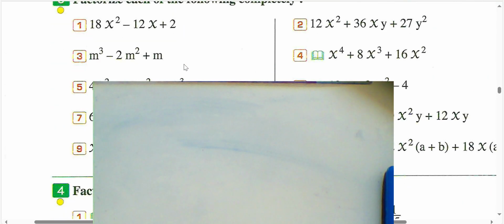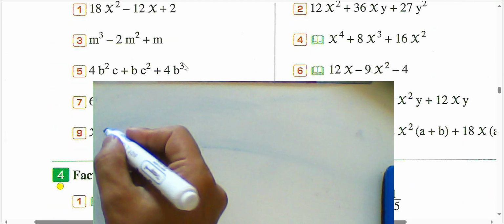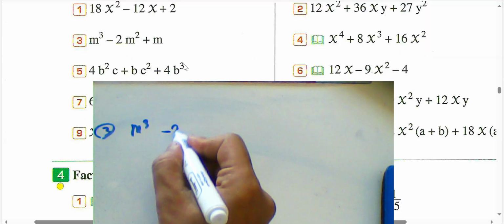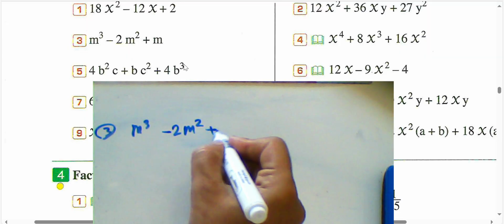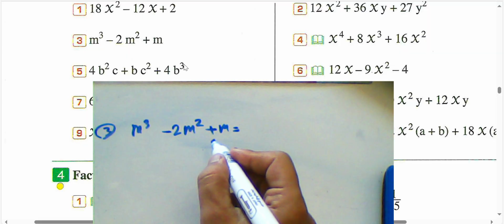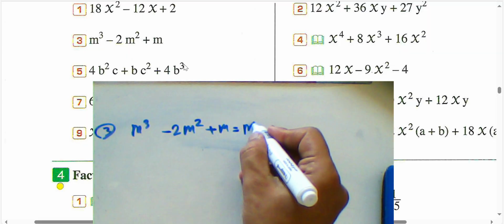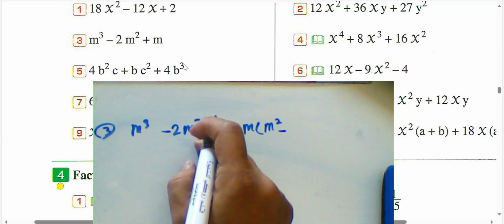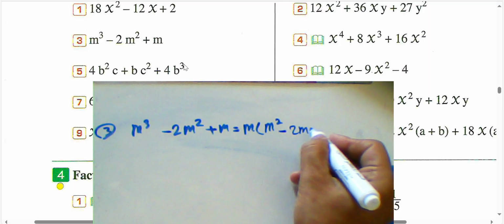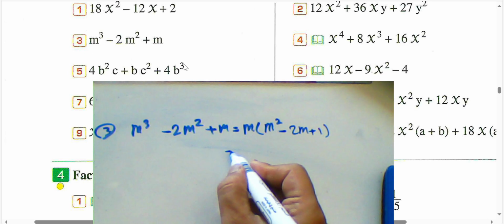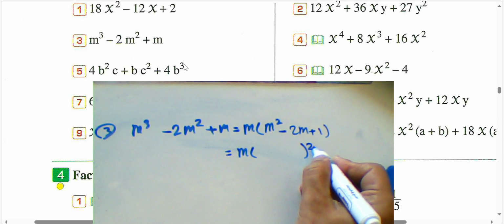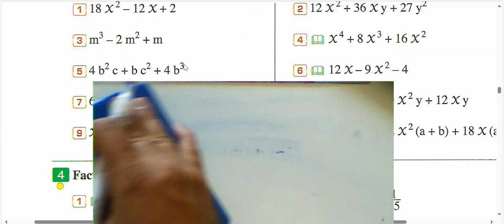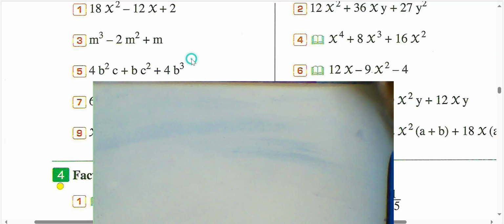Factorize each of the following completely. Question number 3: m³ − 2m² + m. We can take out the highest common factor between the 3 terms, which is m. m³ divided by m is m², 2m² divided by m is 2m, and m divided by m equals 1. Then we write m outside, the square root of the first and the third and the sign in the middle, because this expression is a perfect square.